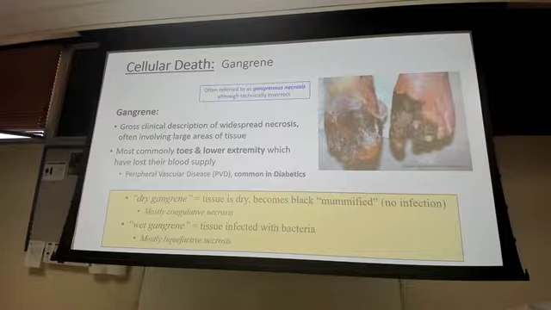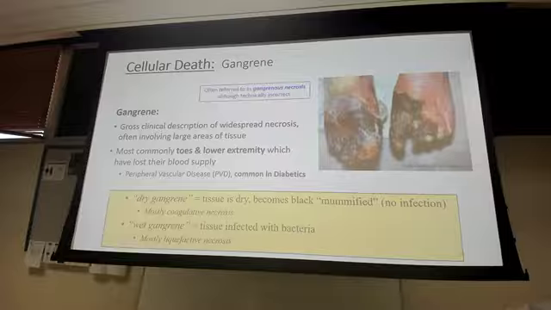But dry gangrene, all that means is that there's no infection there. And it looks black, it looks shriveled up, it looks mummified. So if you look at the toe on your right, if you kind of get down to the base of that toe, if you were to take a biopsy of that, it would most likely be coagulative necrosis.